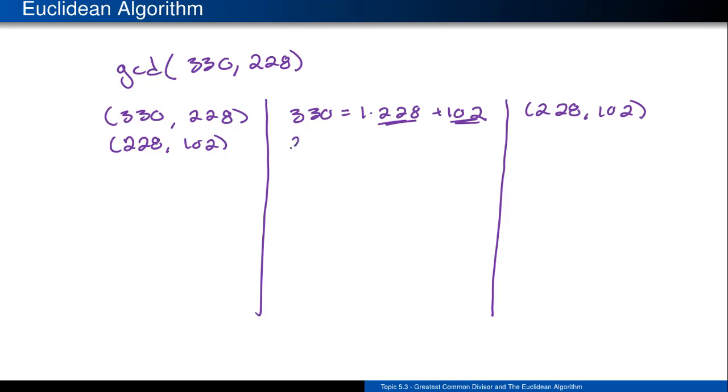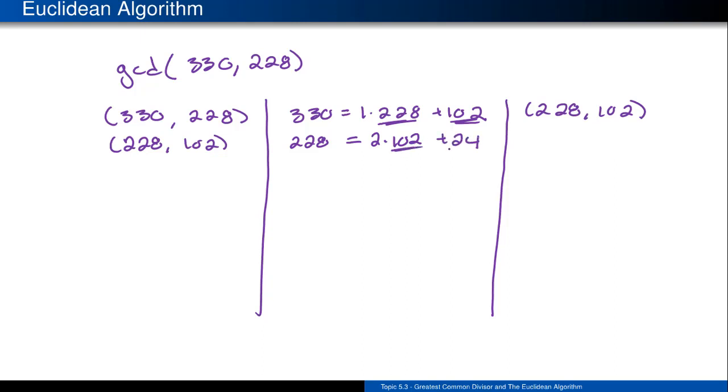So now I'm going to look at 228, and I want to think about how many times 102 goes into that. I know that 102 is going to go into it twice, because 2 times 102 is 204, which is going to say that I'm going to have a 24 left over.